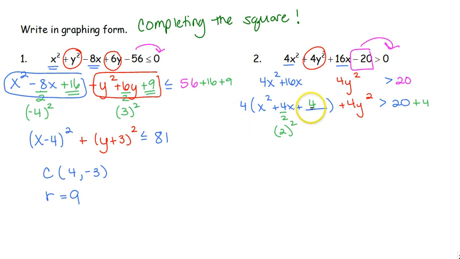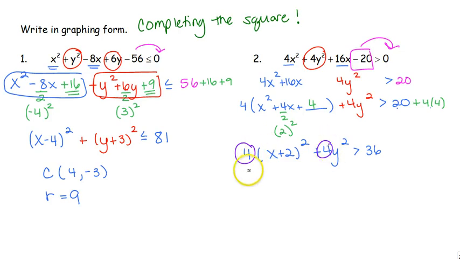But I have 4 of those trinomials, so it's 4 times 4 that I'm adding to that right-hand side. We factor this over here, so we've got 4 times, this factors to be (x plus 2) quantity squared, plus 4y squared is equal to 20 plus 16, gives us 36. Now when we look at this, I know it's going to be a circle.